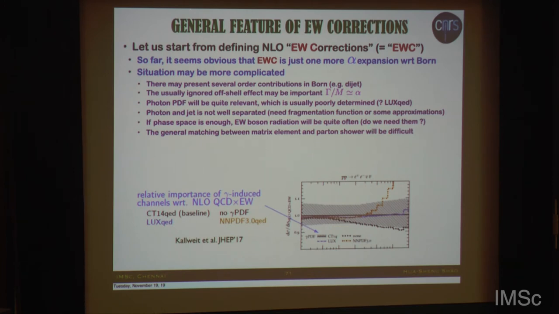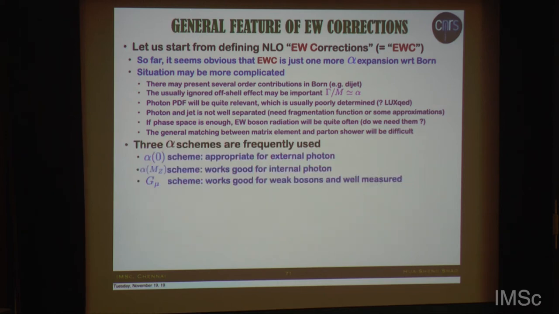So here's an example where a photon initial state channel is relevant. You see that this is pp to, I think, ZZ, with one Z decaying to two leptons and one Z decaying to two neutrinos. And you will see that at the beginning, different photon PDFs gave completely different predictions. This is just because of the photon PDF. And right now, LUXqed, of course, is widely acknowledged to be the best one to describe the photon PDF. Okay?